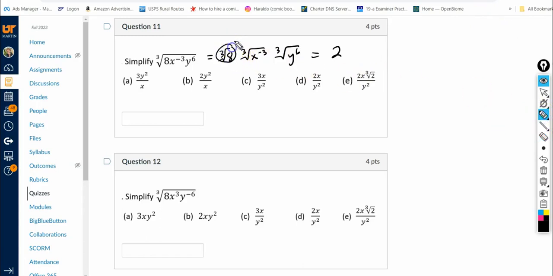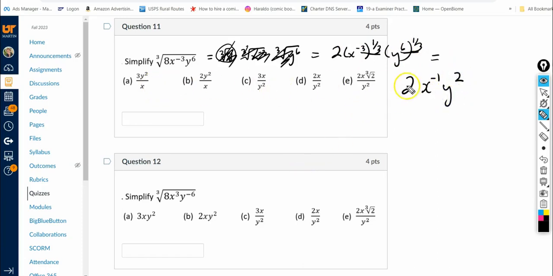So that's equal to 2. And I'm going to write this as x to the negative third to the 1/3 power instead of cubed root. And this is the same as y to the 6th to the 1/3 power. Okay. Now the rule here is you multiply, and negative 3 times a third is negative 1. And the rule here is you multiply, and 6 times a third is 2.